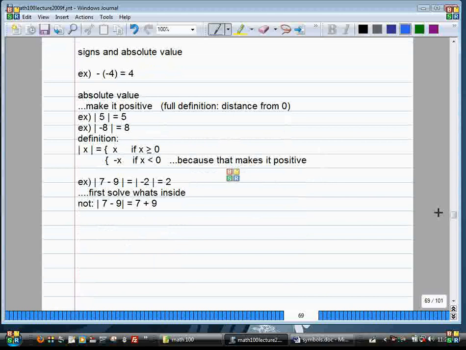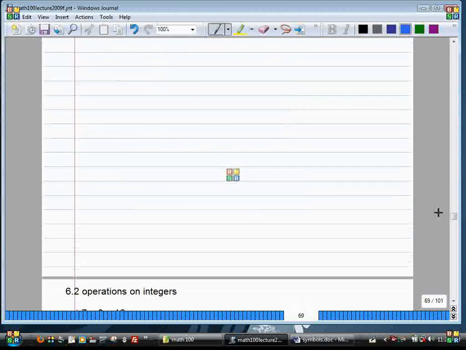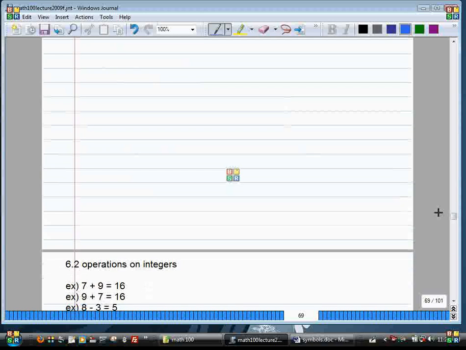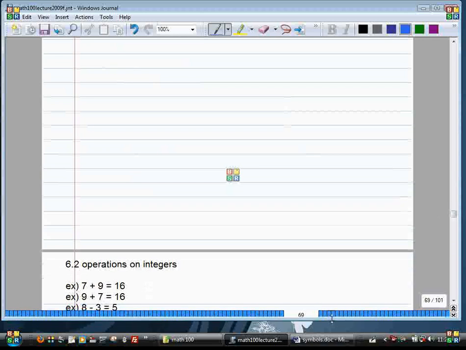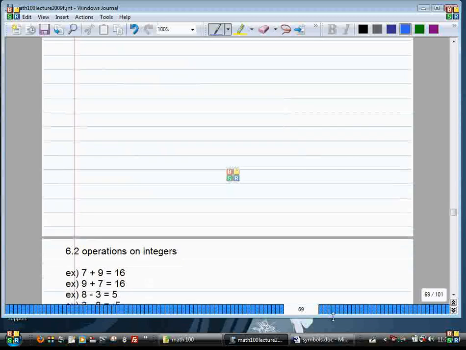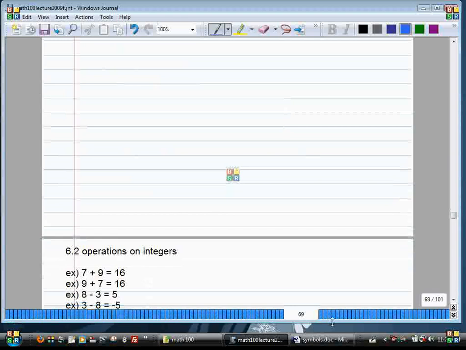Next, operations on integers. I hope, as with the stuff that we just did, this is also review. 7 plus 9, 16. Oh, and 9 plus 7 is also 16. All right. 8 minus 3 is 5. But what is 3 minus 8? Negative 5. So when you're dealing with addition, you can switch the order, the commutative property. When you're dealing with subtraction, you can't. You know this already.